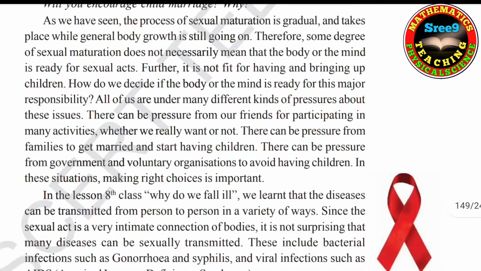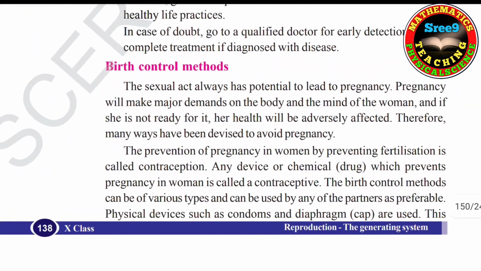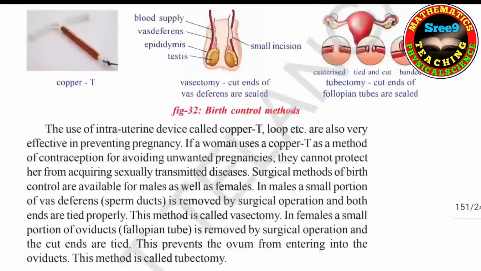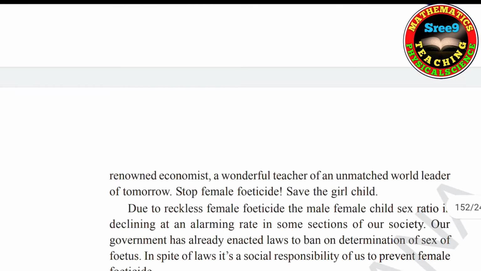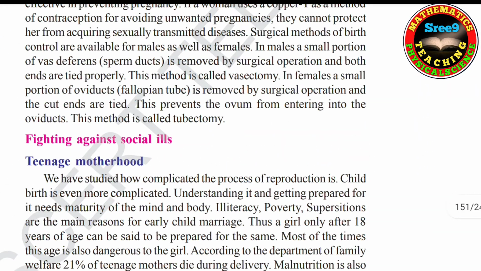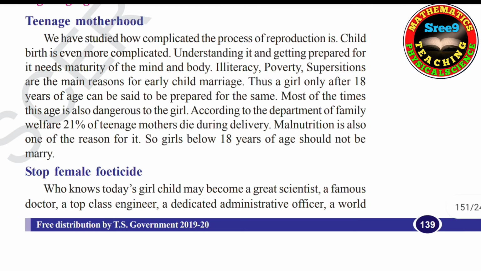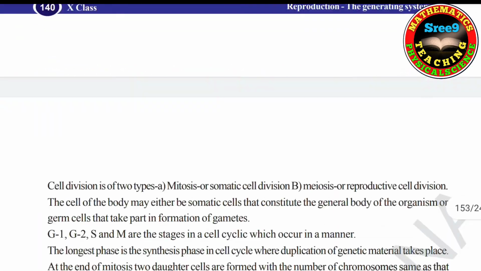Be focused. Regarding AIDS, what is HIV? What are the birth control methods? Fighting against social ills. Teenage motherhood is nothing but a result of early child marriages. Okay, so this is the end of the chapter. Please be focused on the last pages. Now these are the important points. Now let us go to the questions.